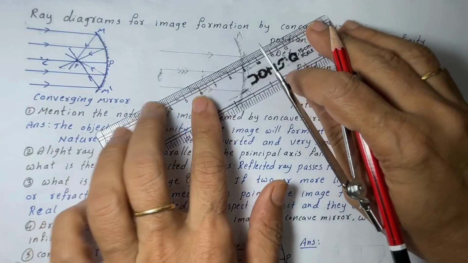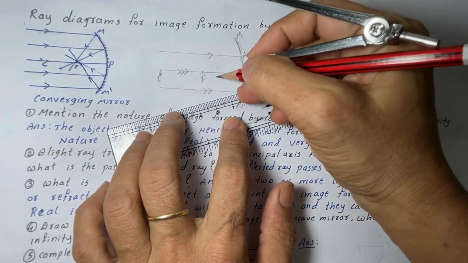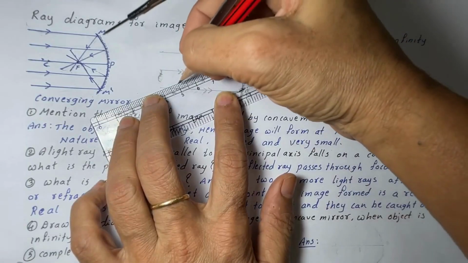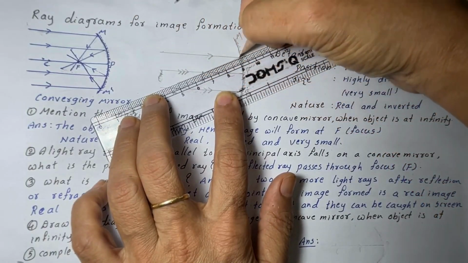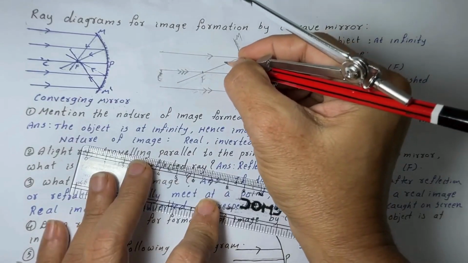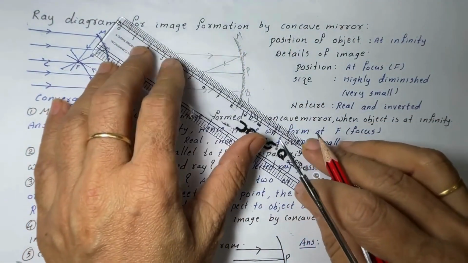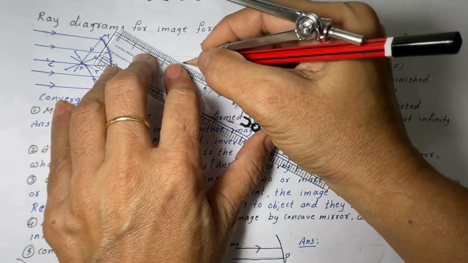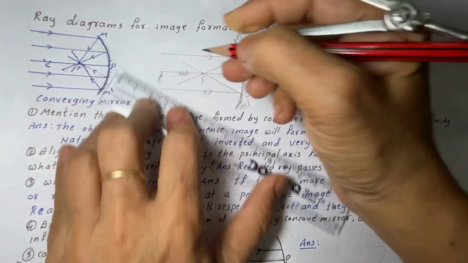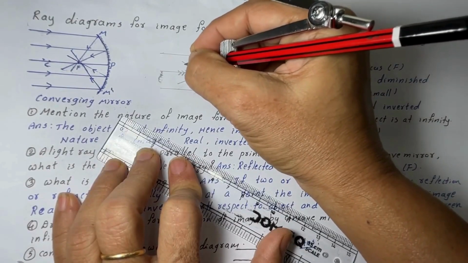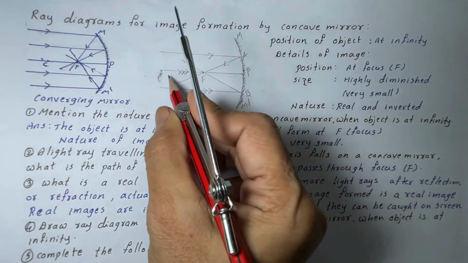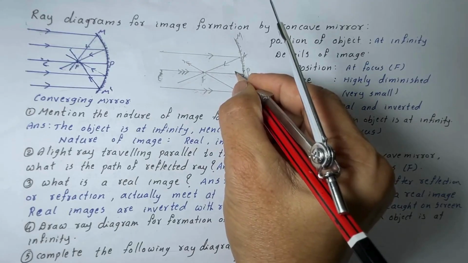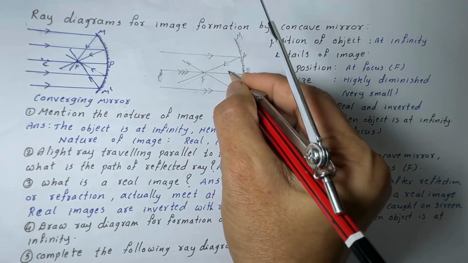Now from the definition of the focus, the ray which is parallel to the principal axis, after reflection passes through the focus. So this is the first reflected ray, and this is also parallel to the principal axis, so this ray also passes through the focus. And this third ray which is passing through the principal axis, when it strikes at point P, the pole, then it retraces its path.